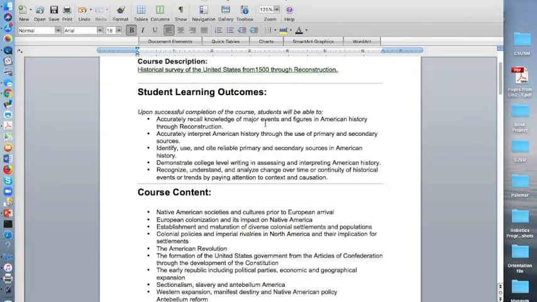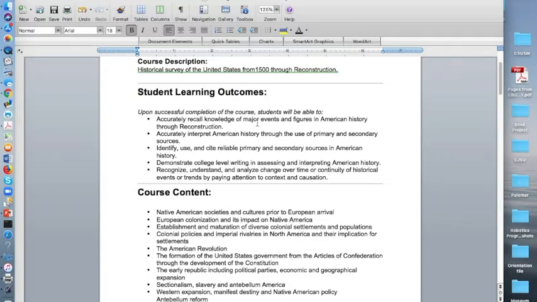Student learning outcomes. Student learning outcomes are just a fancy way of saying objectives. It's what I want you to get out of this course. Upon successful completion of the course, students will be able to accurately recall knowledge of major events and figures in American history through Reconstruction. I don't mean that this is a memorization class, but you will need to be able to identify major events and historical figures in order to understand the content of this course.